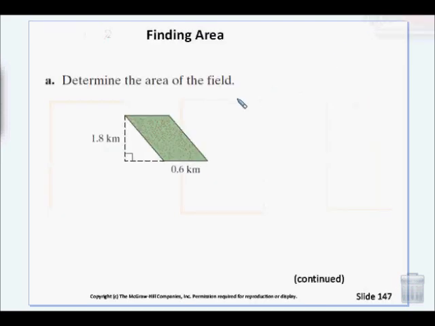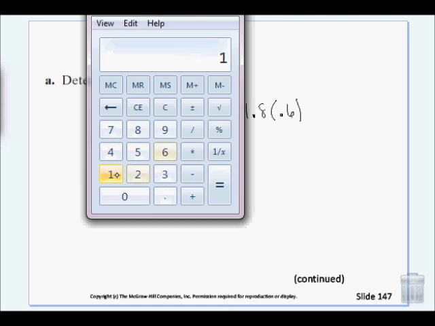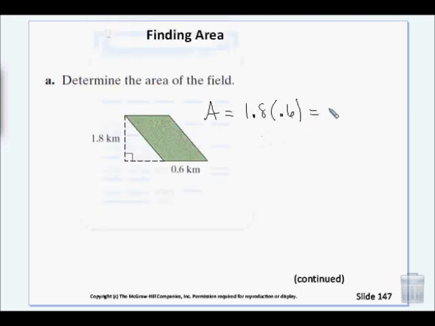All right, so we have a parallelogram, right? This is our height, this is our base, so it's base times height. So I'm going to say 1.8 times 0.6. And I get 1.08 kilometers squared.